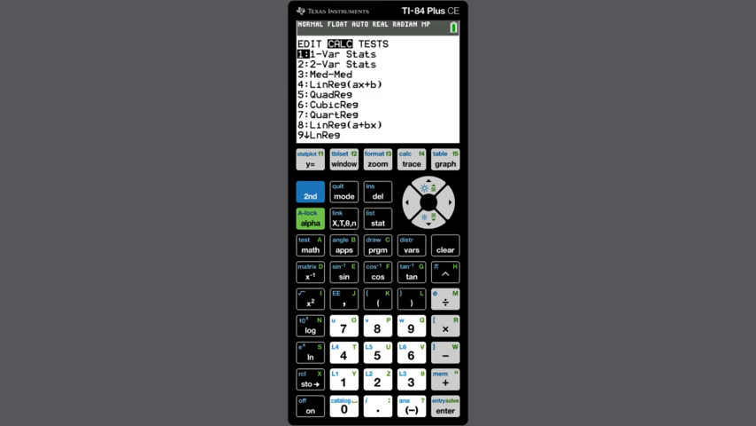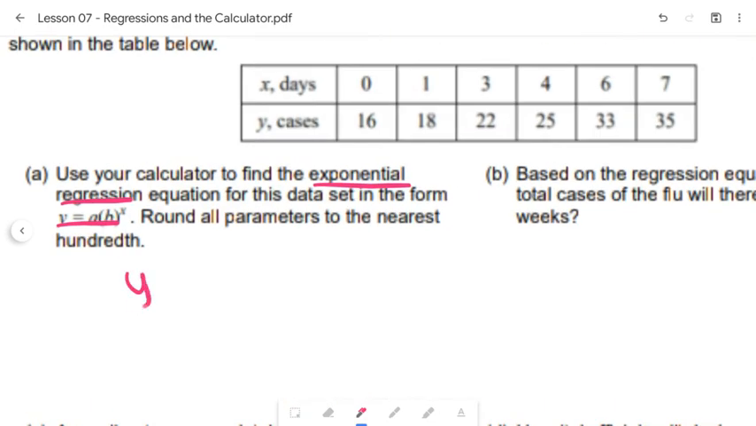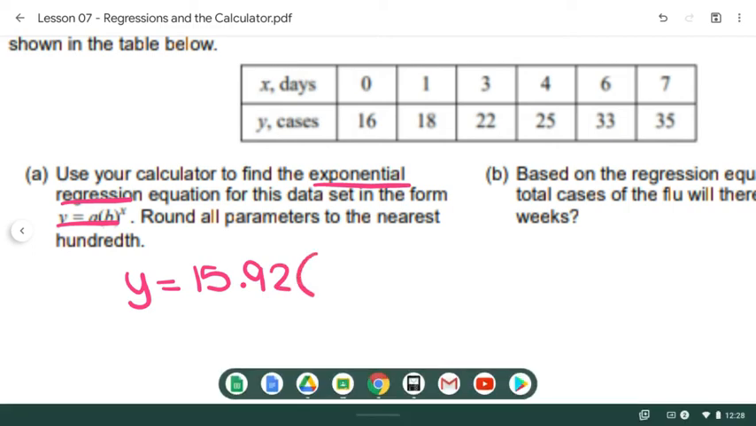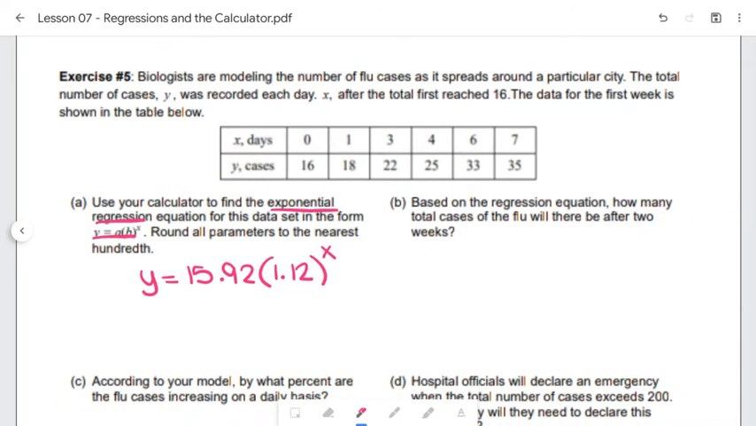Stat, calculate. This time, I'm skipping past linear regression. I see quadratic would be 5 if I was dealing with something like that. But exponential, if I keep going down, I see ExpReg, and I hit enter all the way through. It tells me my A and my B value. It said to round to the nearest hundredth. So I'm going to say 15.92 times B, 1.12, raised to the X. So we make it look like Y equals A times B to the X. This is an exponential equation, and we're good.